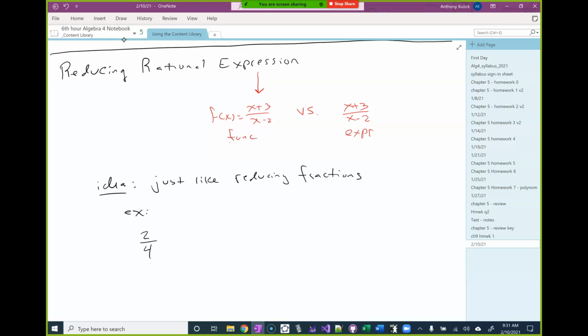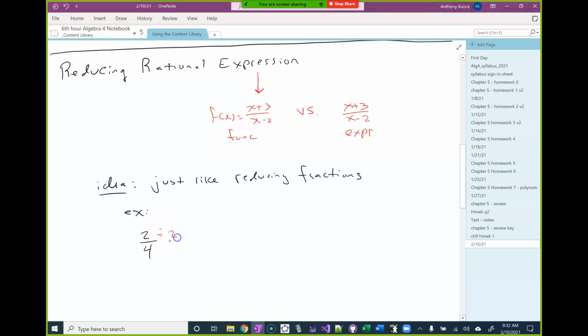Okay, it turns into 1/2. How did you do that? I don't think about how I did it. But what did you do to simplify, to reduce? Alexis, what did you say? Divided what by what? 2.